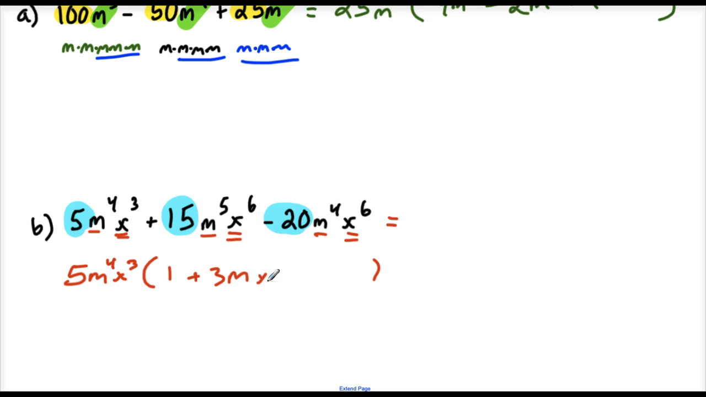And then I want an x to the power of 3, because x cubed times x cubed, I add 3 and 3 to get 6. Let's see, 5 times what is negative 20? Well, that would give me negative 4. And I already have my m to the power 4 there, but I need an x to the power of 3, because x cubed times x cubed will give me x to the power 6. And that would be it.